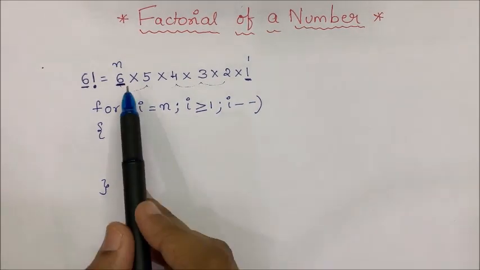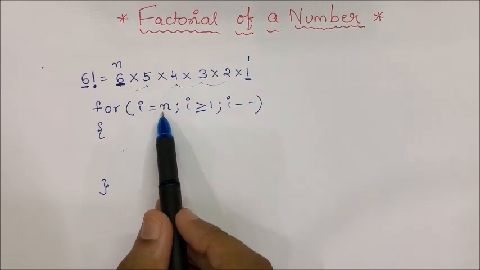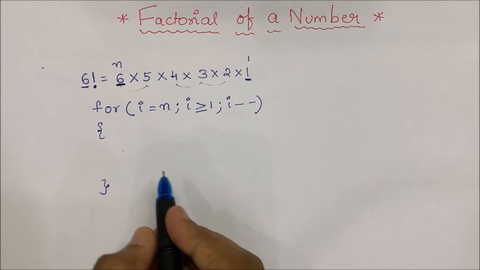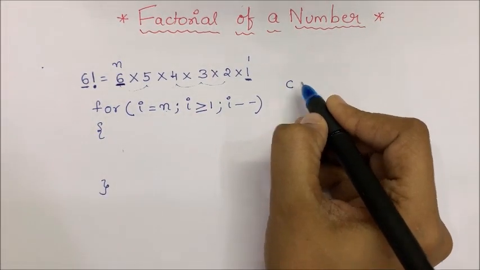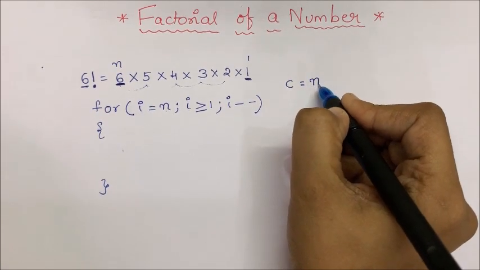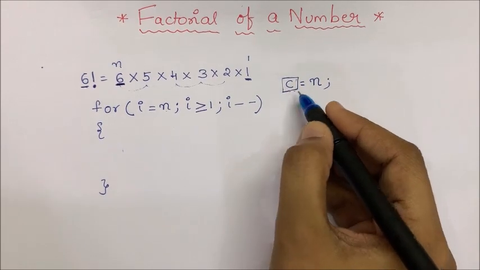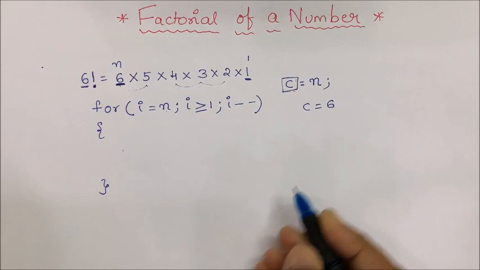Inside the loop, we should multiply all the values occurring from n to 1. So for that, initially I am initializing the value of n to a particular variable c, an integer variable c. So in c I am having 6.